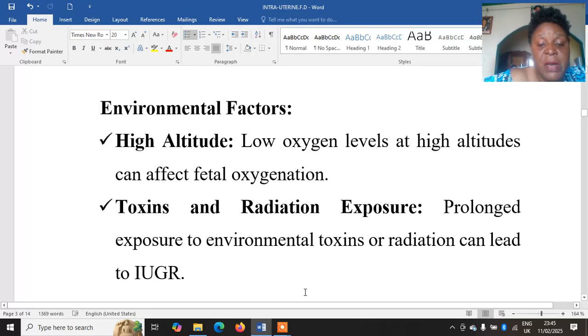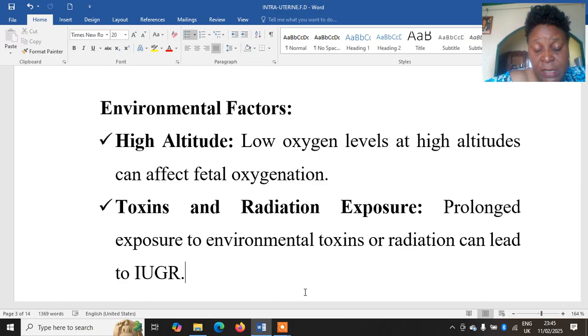Then we talk of environmental factors. These may be predisposing factors like high altitude, and we say that low oxygen levels at high altitudes can affect fetal oxygenation. When we talk of altitude, that is geographical, and it can even be those people who work as air hostesses and all that. So it can lead to low levels of oxygen the higher they go, and because of low levels of oxygen, it can lead to low oxygen perfusion to the fetus.